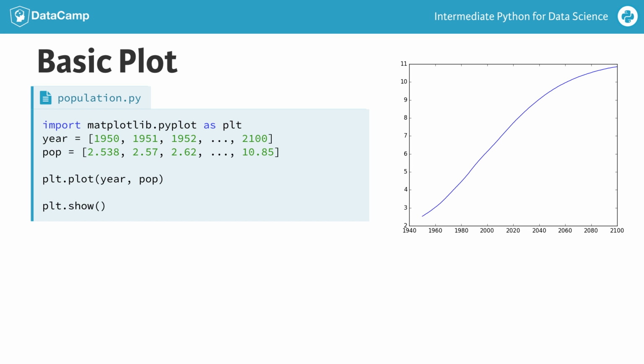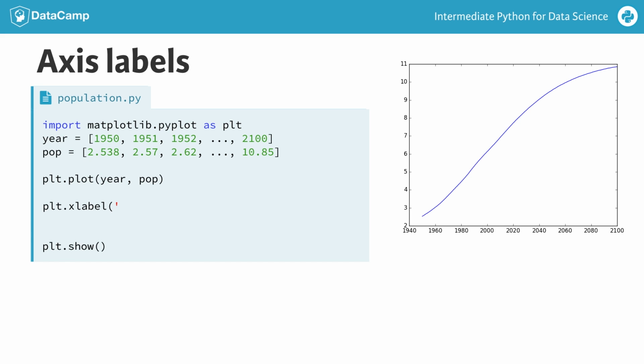But some things can be improved. First, it should be clearer which data we are displaying, especially to people who are seeing the graph for the first time. And second, the plot really needs to draw the attention to the population explosion. The first thing you always need to do is to label your axes. Let's do this by adding the x label and y label functions. As inputs, we pass strings that should be placed alongside the axes. Make sure to call these functions before calling the show function. Otherwise, your customizations will not be displayed.